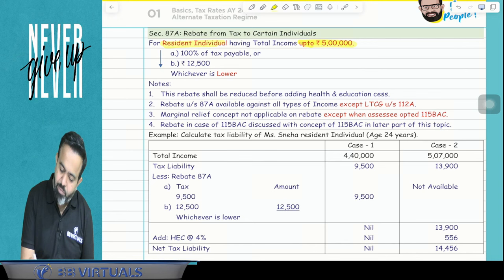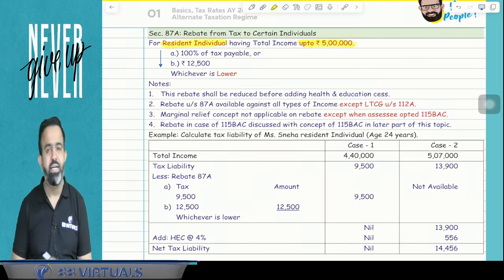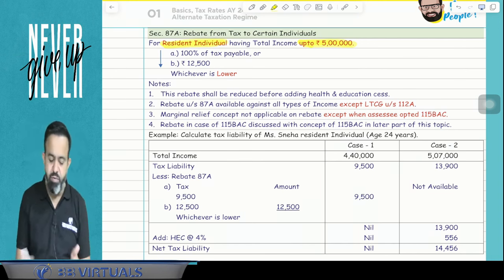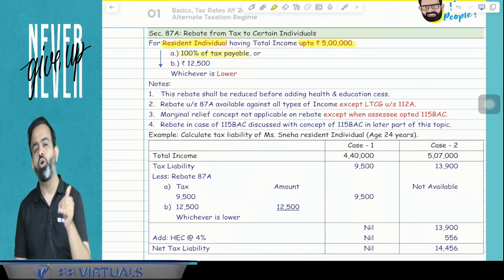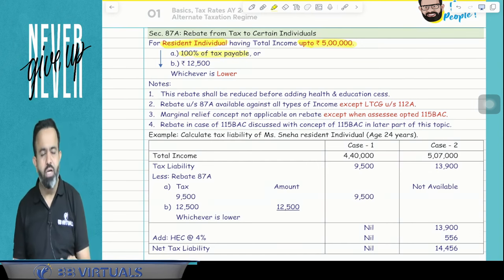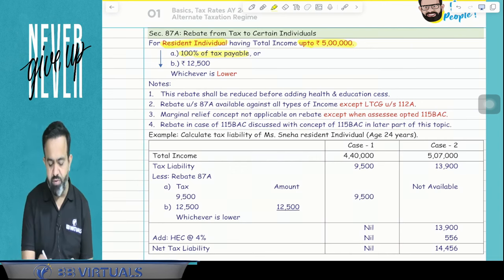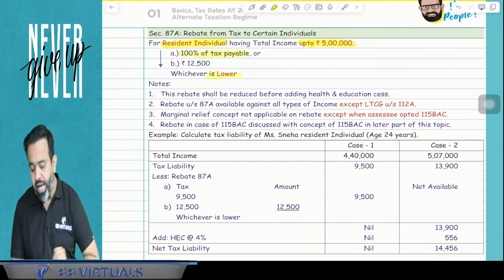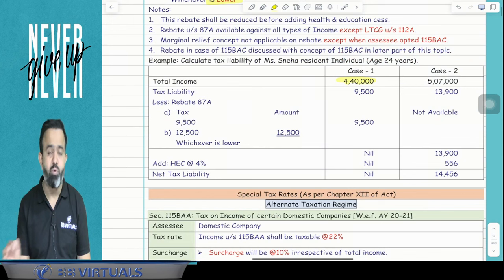Your total income is up to 5 lakh rupees and the assessee is a resident individual, then guys, your rebate will be 100% of tax payable or 12,500, whichever is lower. So whatever your tax amount or 12,500, whichever is lower, is your rebate. I can take an example. Suppose assessee income is 4,40,000.